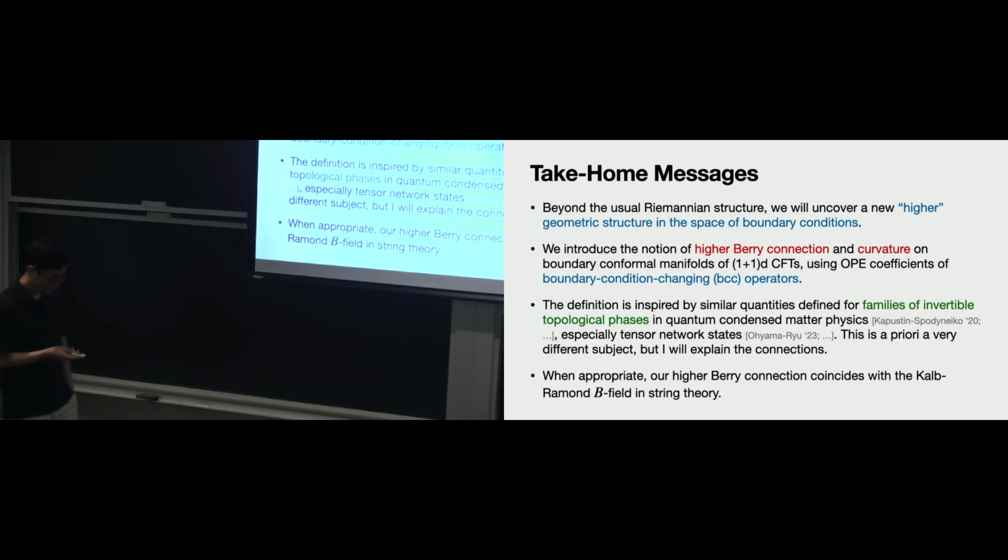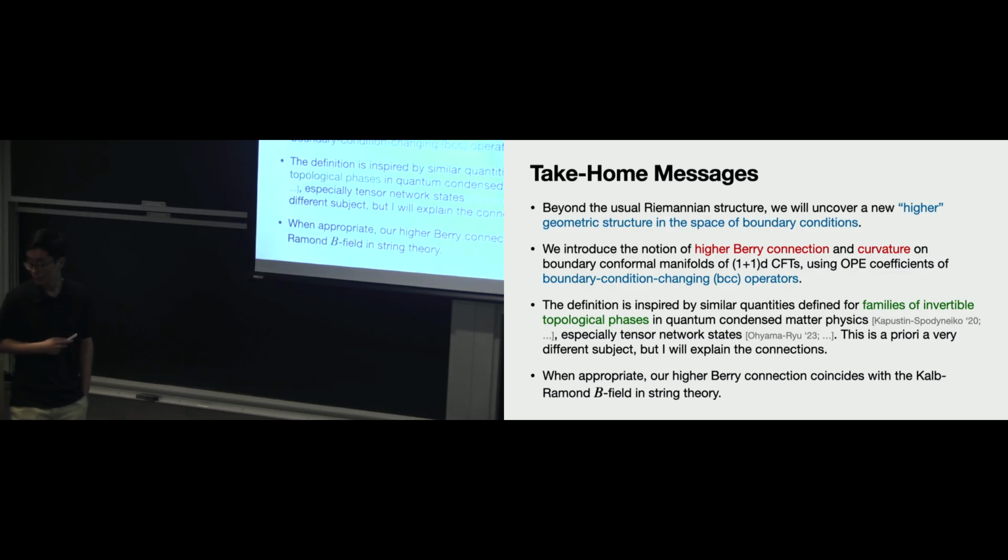Before I get into the details, let me give basically the summary of the talk. What I'm going to try to do during this talk is to show you that beyond this usual Riemannian structure, boundary conformal manifolds come with some kind of higher geometric structure. I will try to explain what I mean by this. In particular, we are going to introduce the notion of higher Berry connection and curvature on boundary conformal manifolds, and this will be based on OPE coefficients of boundary condition changing operators, which I will explain soon.